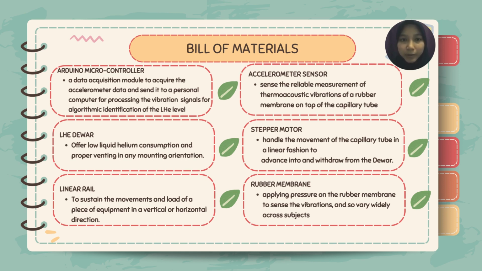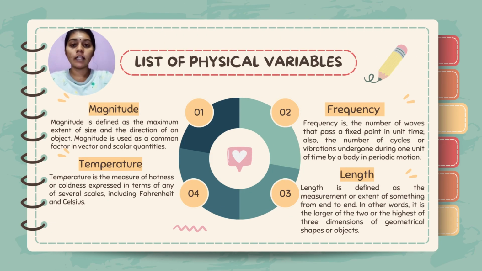Last is rubber membrane, to apply pressure on the rubber membrane to sense the vibration. Next, I would present a list of the variables. Firstly, we see about magnitude. Magnitude is defined as the maximum extent of size and the direction of an object. Magnitude is used as a common factor in vector and scalar quantities.